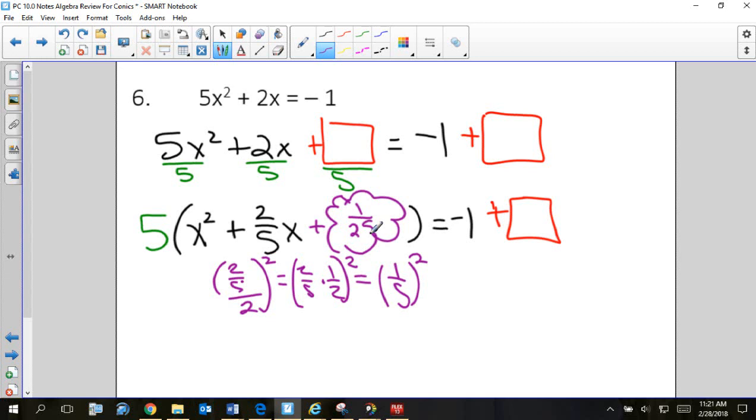So to get the square, I have to go backwards. I have to multiply by 5 now. So to get the square, that is 5 multiplied by 1/25, which reduces, and we get 1/5.